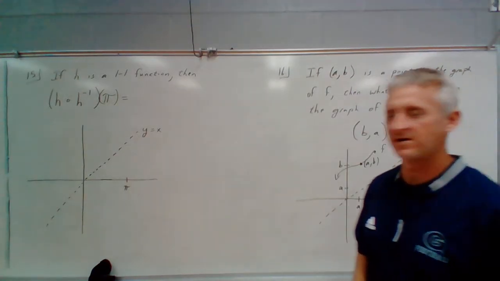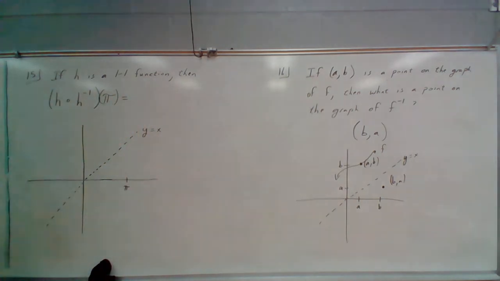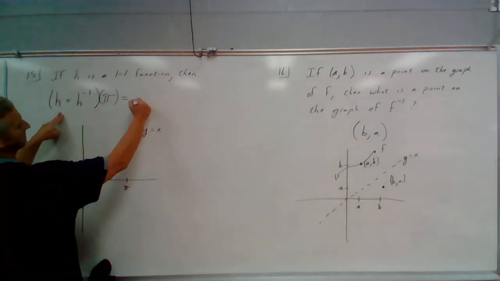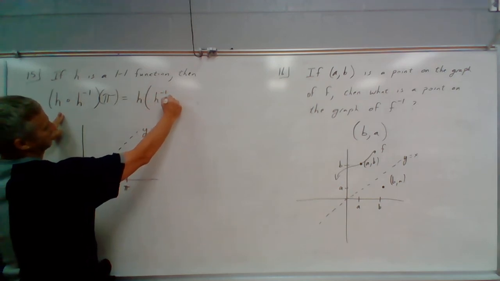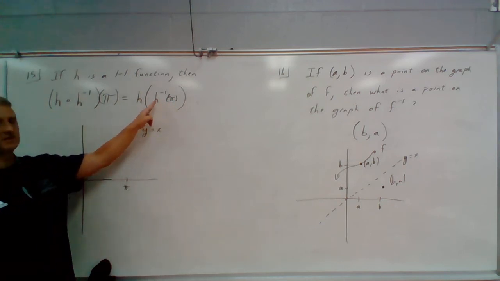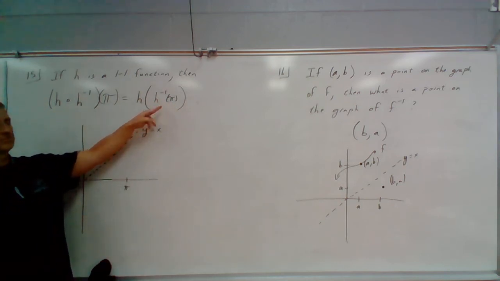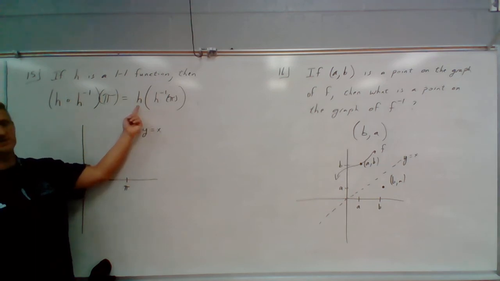All right, let's look at the final question here. h circle h inverse of pi. Remember, by definition, this means h of h inverse of pi. So we're going to plug pi into h inverse. That's going to spit out a number. Whatever it spits out, we're going to plug into h.